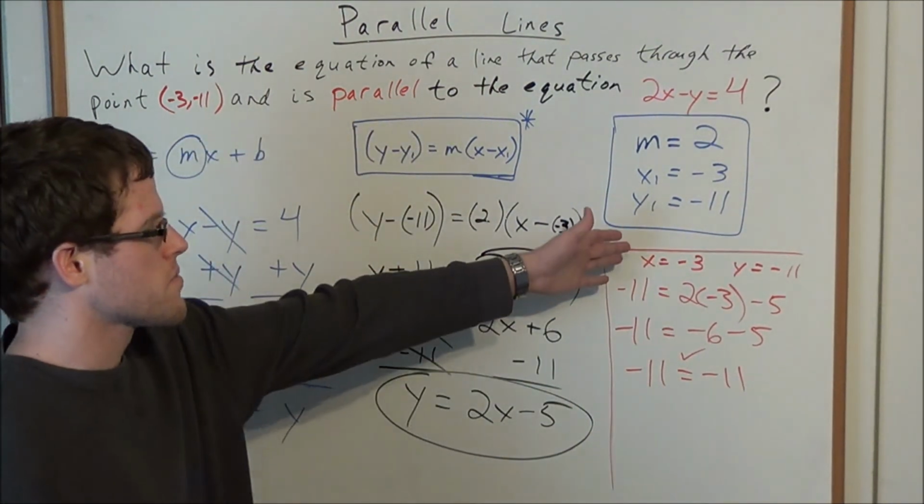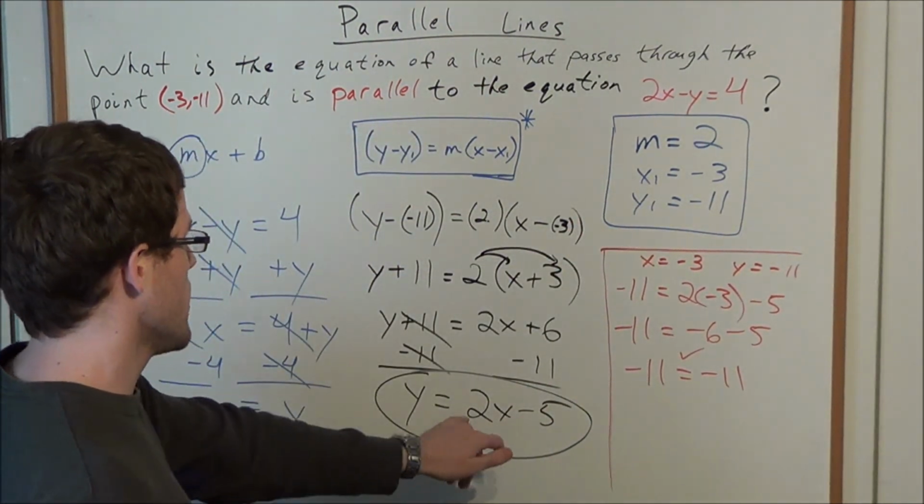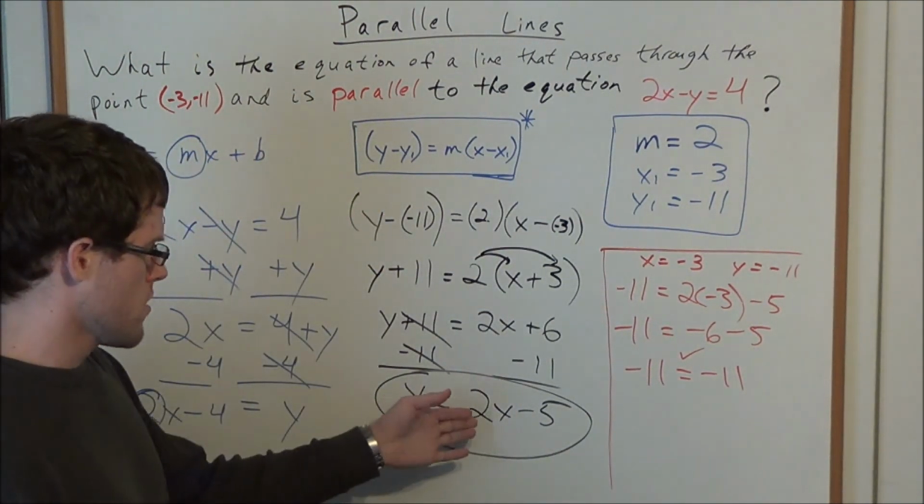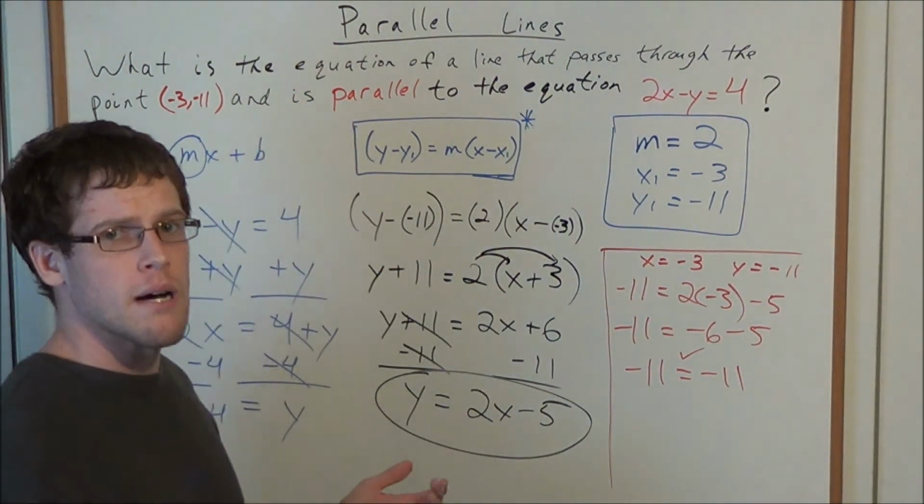So this tells us that this point is definitely on this line, and these slopes match up, so those two lines are parallel. So this is going to conclude this problem and the video.